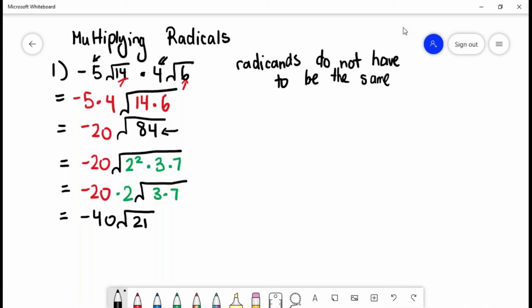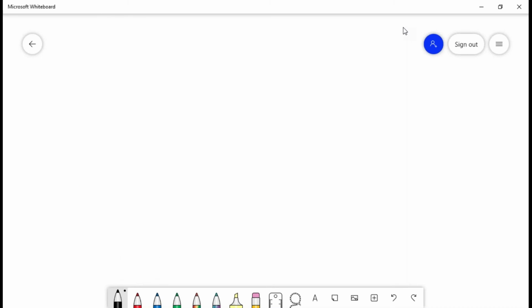So essentially, what I'm going to do is give you this question. So we have 7 root 6 times 3 root 10 minus 5 root 15. So as you can see, this is another multiplying radicals problem, and this is utilizing the distributive property.